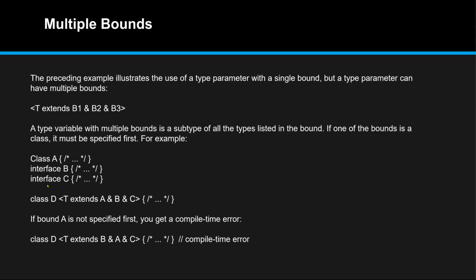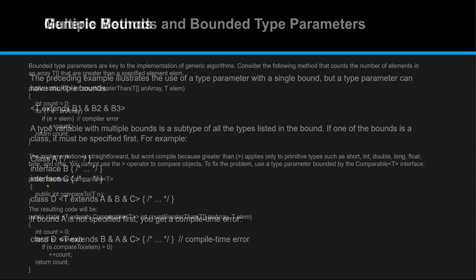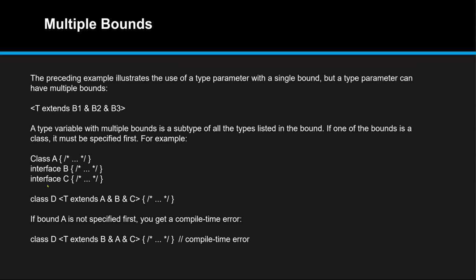You can have multiple bounds, where it extends multiple bounds in the types list. Classes must be specified first.